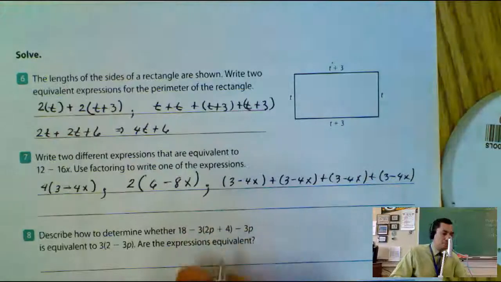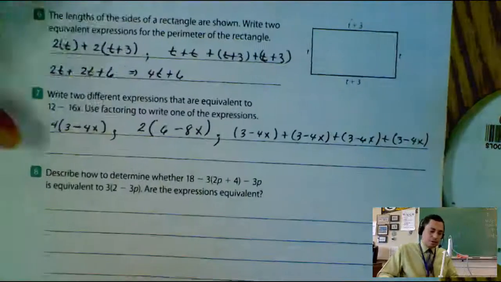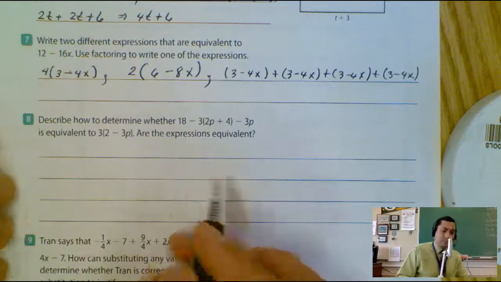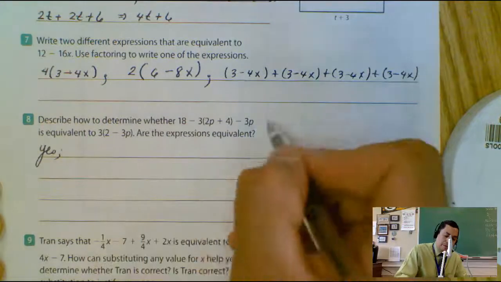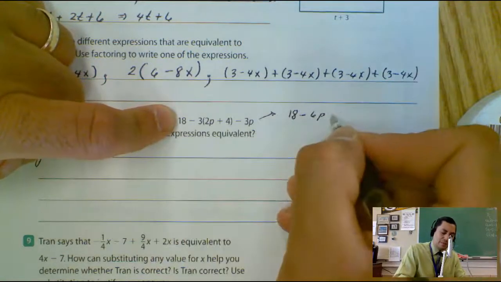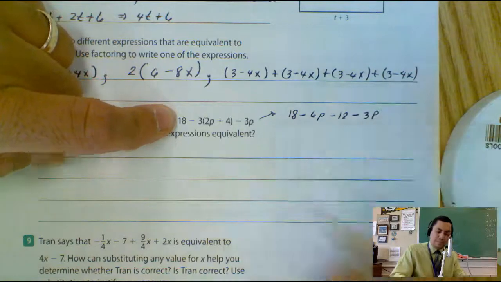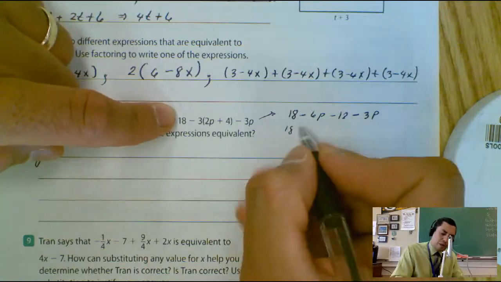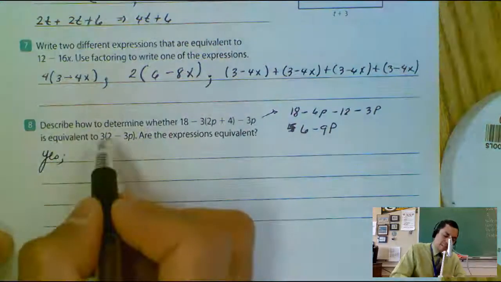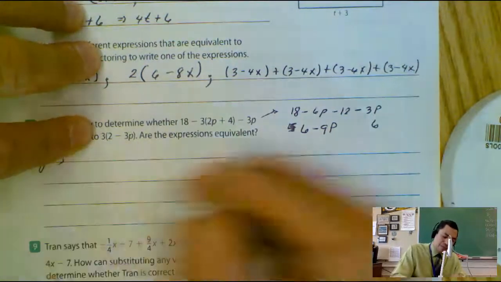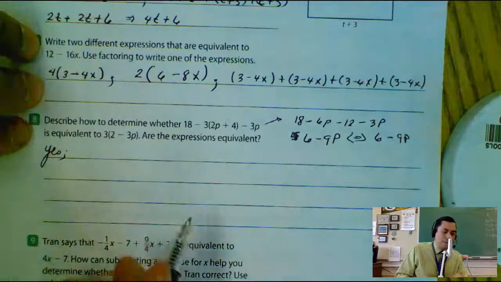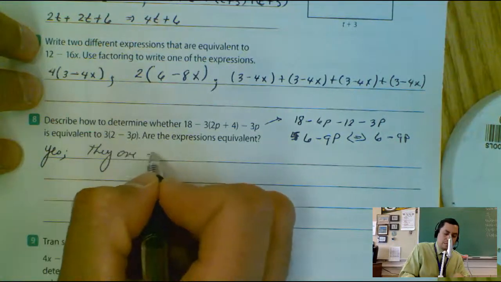Now, next one, describe how to determine whether this expression is equivalent to this one. Are the expressions equivalent? So in this case, it's going to be yes, and I'm going to explain why. Let me do this one, for example. So I have 18 minus 3 times 2 is 6p. Negative 3 times 4 is negative 12 minus 3p. Let's simplify. 18 minus 12 is 6. I'm going to write 6. And then 6 minus 3 is negative 9p, okay? And this one, if I multiply 3 times 2 is 6, and 3 times negative 3p is negative 9p. See, both are the same expressions, so they are equivalent. Yes, they are equivalent.